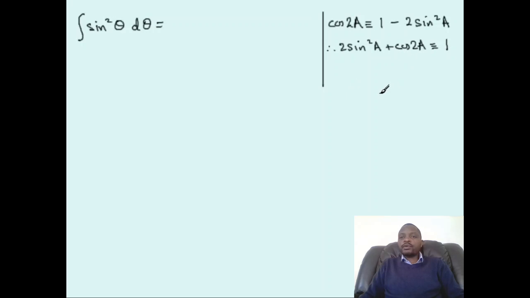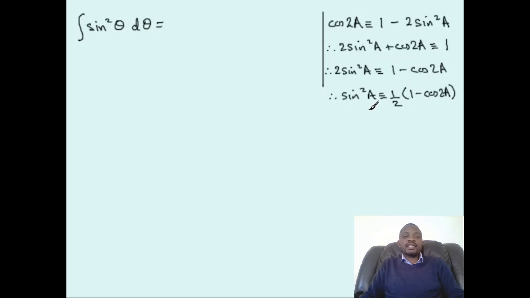And after this, we're going to subtract cos 2a from both sides, which is going to give us 2 sine squared a is identical to 1 minus cos 2a. Now we need to get rid of the 2, so we're going to divide by 2 on both sides. So we're going to halve it both sides, which gives us sine squared a is identical to half, open bracket, 1 minus cos 2a. Now we can use this function to integrate any function in sine squared.